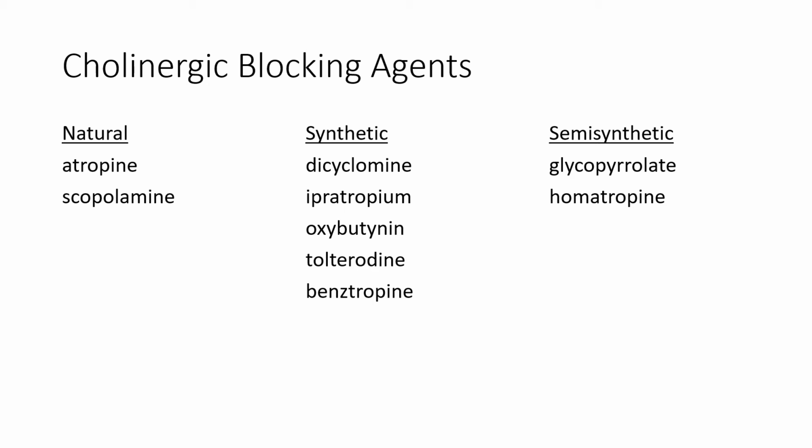Benztropine is a medication that you may remember. It's used in Parkinson's disease, and it's also used to treat extrapyramidal side effects. So if someone's taking a drug like Haldol, haloperidol, and they get extrapyramidal side effects, the treatment for that is an anticholinergic, such as benztropine. Okay, and as I mentioned, benztropine's also used in Parkinson's disease.